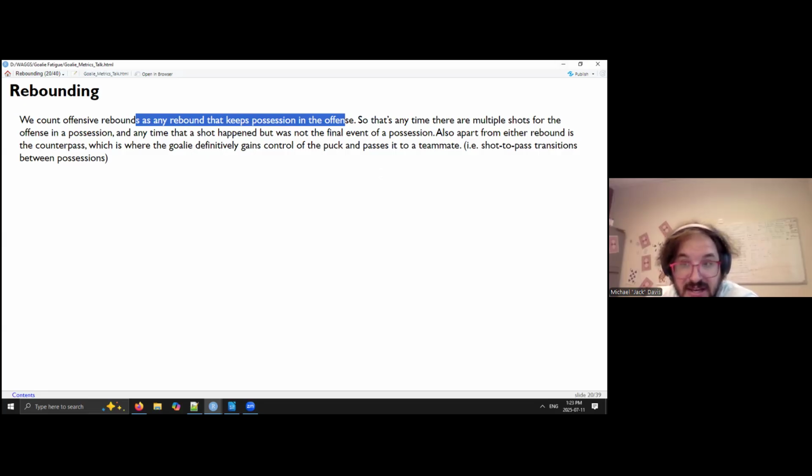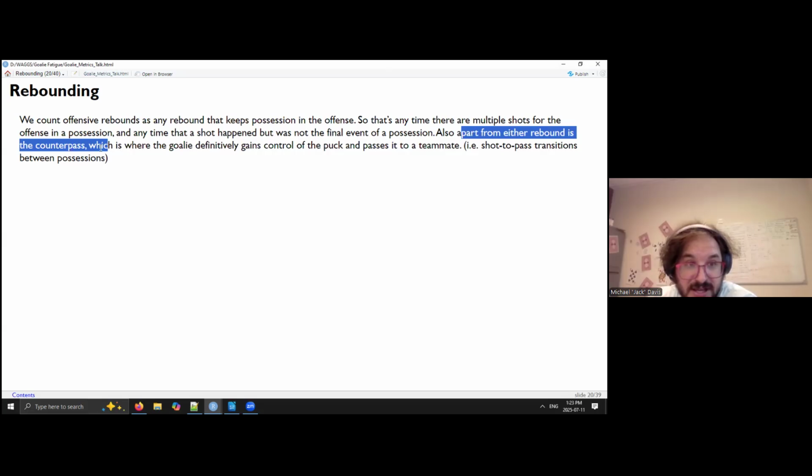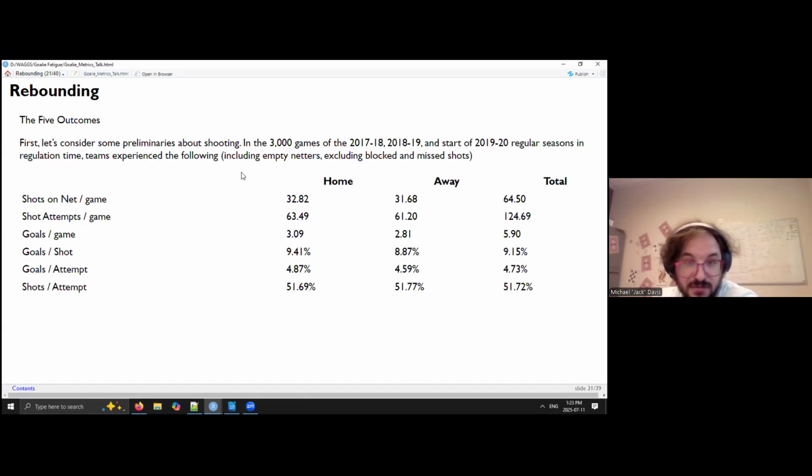Apart from that, the other is a counter pass, which is where the goalie definitively gains control of the puck and passes it to a teammate. Now, this part I cannot recreate, because I don't have the data anymore of the fidelity necessary for this. So this was stuff like loose puck recovery data from Sportlogic.